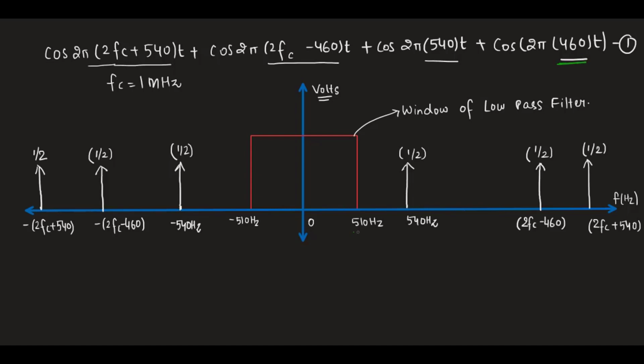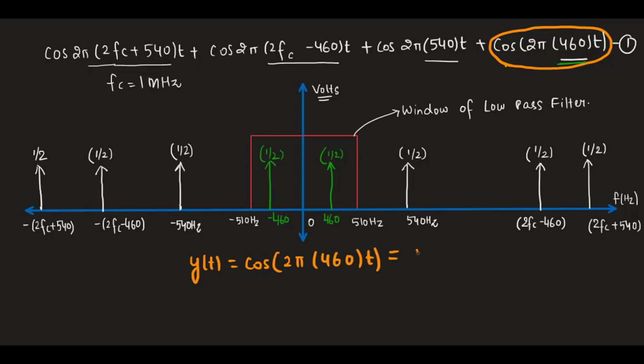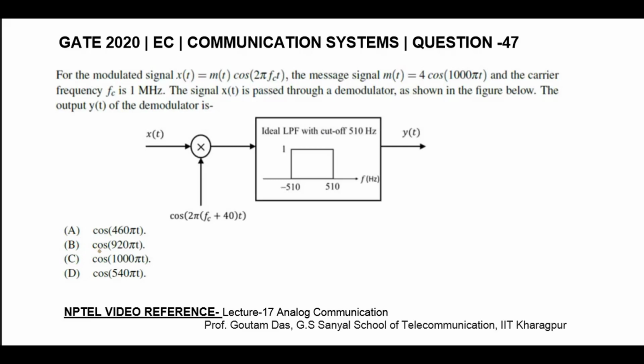Since it is less than 510 Hz, it is passed through the low pass filter. Since only this signal, having a frequency of 460 Hz, is passed through the low pass filter and all the remaining signals are blocked, we can say y(t) is equal to, or equivalently, so the output of the demodulator, which is y(t), is cos 920πt, which was asked in the original question. So the correct answer to this question is y(t) = cos 920πt, which is option B.